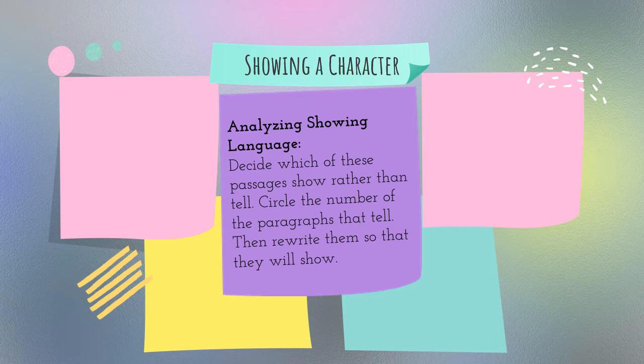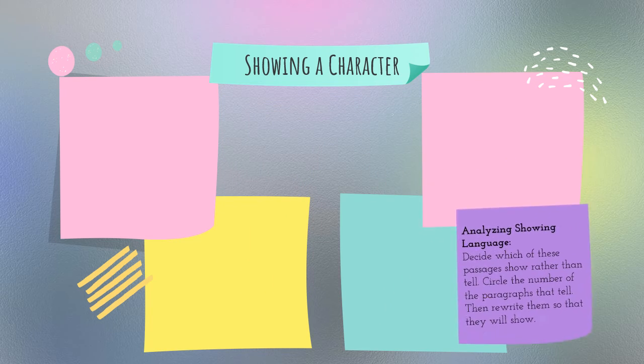So you have to decide which paragraphs show you what the character is like instead of telling you, coming out and saying this person is like this. You can use lots of descriptive words to tell, but it's still telling rather than showing. So decide which ones show, which ones tell. Circle the ones that tell, and then rewrite them so that they show instead of just telling, just stating it. So here we go with number 1.